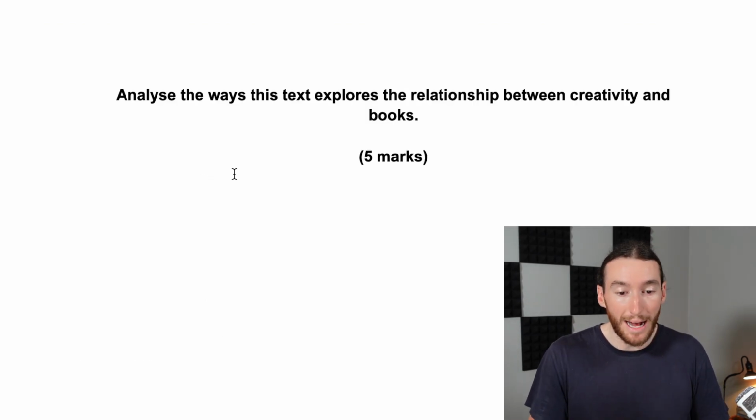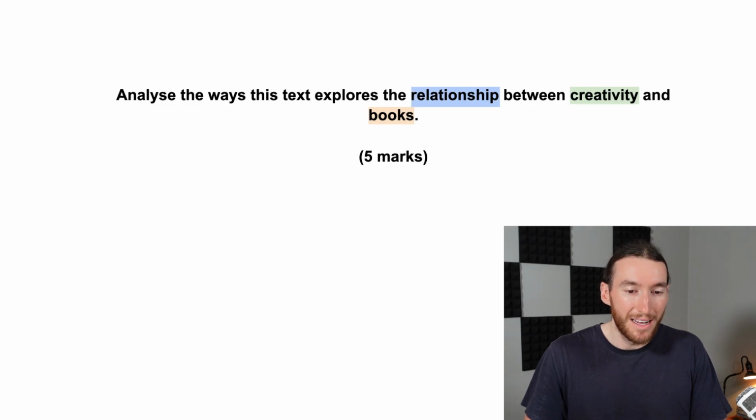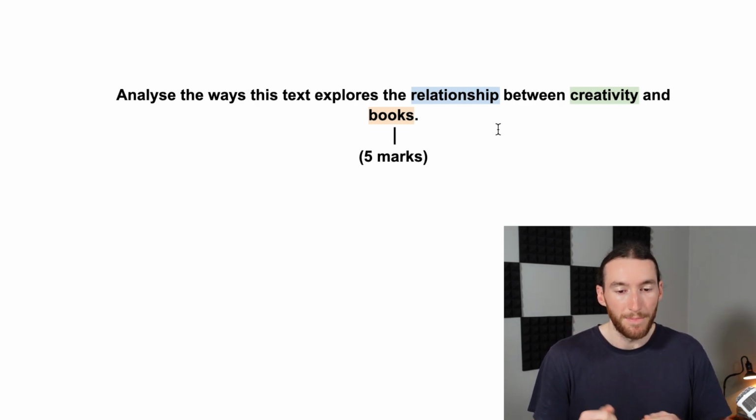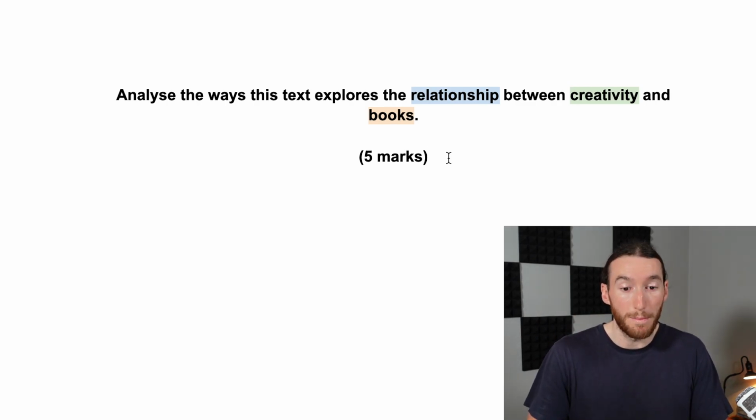Okay, so let's have a look again at this question. What are the key words? Analyze the ways this text explores the relationship between creativity, well, that's definitely a key word, and books, that's a key word. Okay, yes, we're looking at the relationship. I don't necessarily need to use that word explicitly the whole time, but it is important to keep in mind that we need to show some kind of relationship. Let's have a look at the text now, and then we can see the student's answer and see how well they have answered it or where they could have improved.